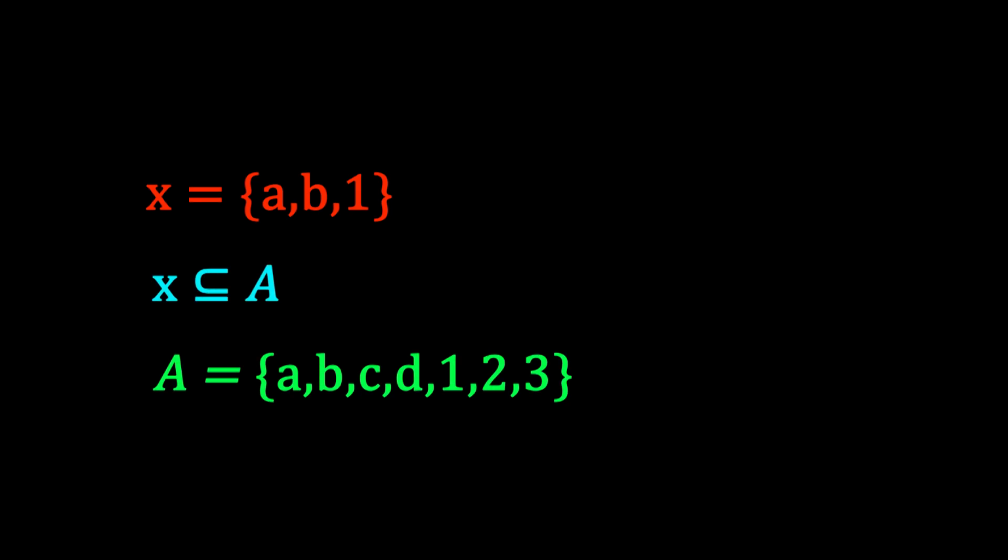For example, this set, X, is a subset of this set, A, because all the elements of X are in A. We can check one by one for each element in both sets. They indeed match. Therefore, X is a subset of A.